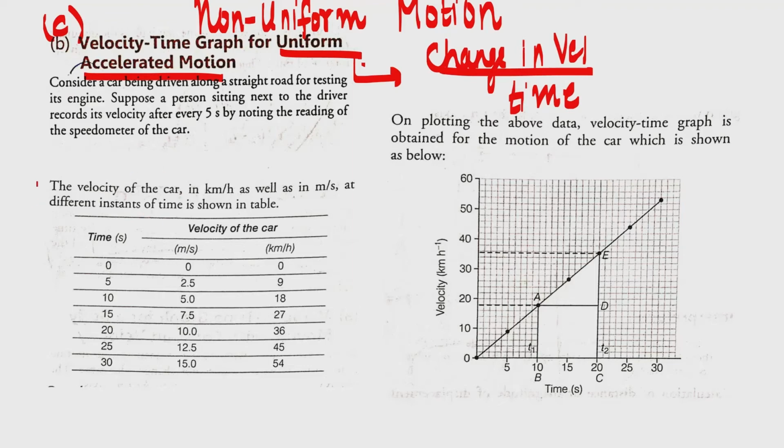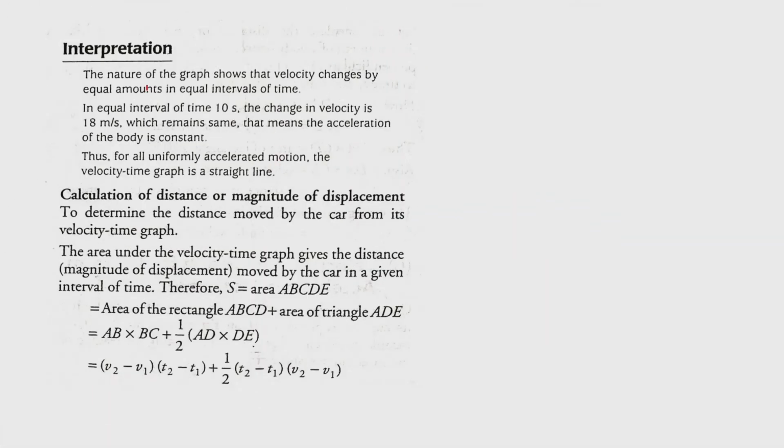So here is an example of it, you can read it, but I'm directly telling you the conclusion: in a uniformly accelerated motion we get a straight line on a velocity time graph. So this is the interpretation. The nature of the graph shows that velocity changes by equal amounts in equal intervals of time. In each interval of 10 seconds, the change in velocity is 18 meter per second, which remains the same. That means the acceleration of the body is constant. So by looking just at the graph, I can interpret that the motion is uniformly accelerated motion.